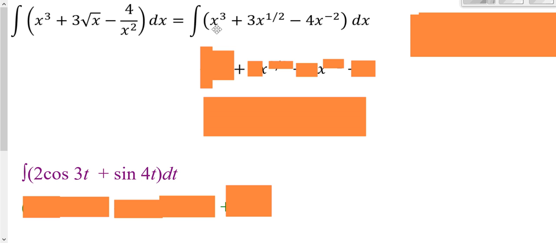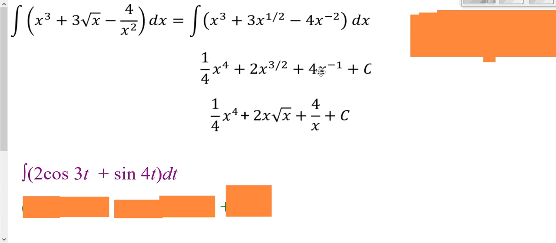So you got to think, I have to increase my exponent by 1, so I get an x to the 4th, so I'd have to have a 1/4 in front to offset that. Increase my exponent by 1, so I'd have to have a 2/3 in front to offset my exponent, but I had a 3 in front, and 2/3 of 3 is a 2. Here, I'd increase my exponent by 1 to get -1. I'd have to have then a -1 with that -4 in front, so I get a +4, and then still have my plus c. Now I'll go ahead and just rewrite it with roots and moving my negative exponent back down to the bottom.